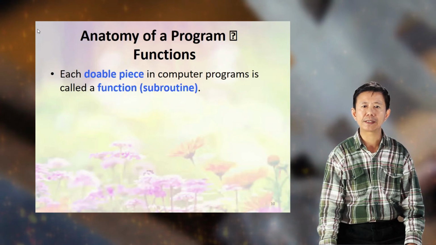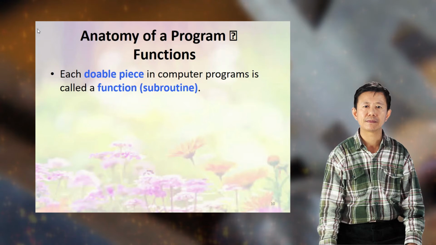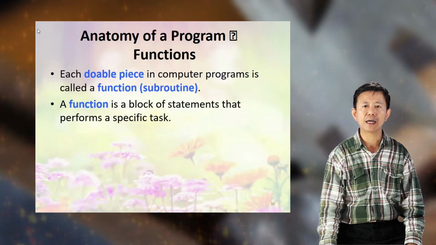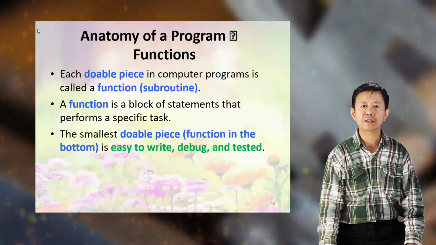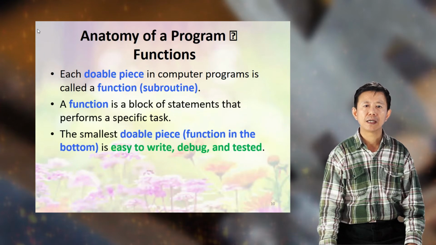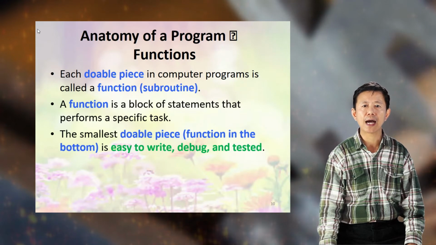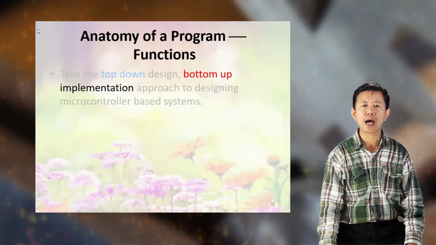Each doable piece in a computer program is called a function or a subroutine. A function is a block of statements that performs a specific task. The smallest doable piece, a function at the bottom, is easy to write, debug, and test. Now, I'm going to describe the bottom-up part mentioned earlier.